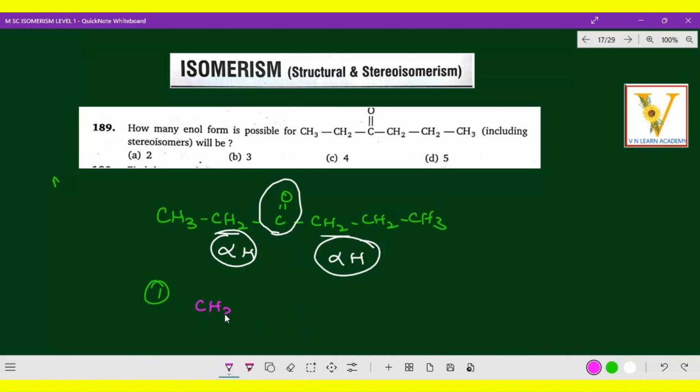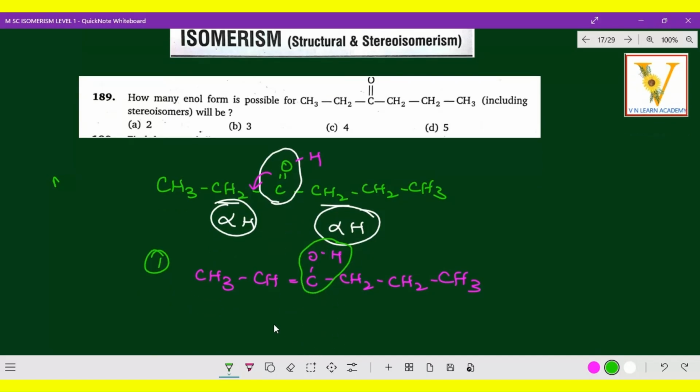Here CH3, CH, here it is a double bond C, here O, here H. Now CH2, CH2, CH3. Now see this hydrogen, which is shifting over here, that is the enol. So the double bond comes over here, and the hydrogen shifts over there, so you will get that enol compound. So this is the enol, this is the keto form and enol.